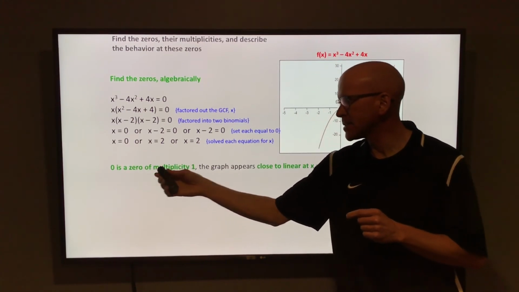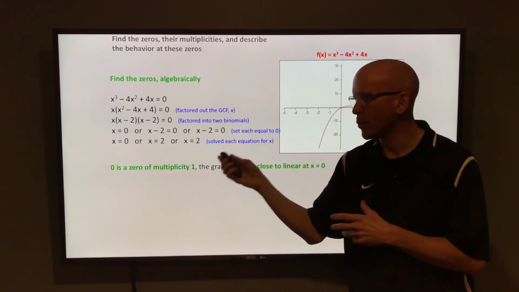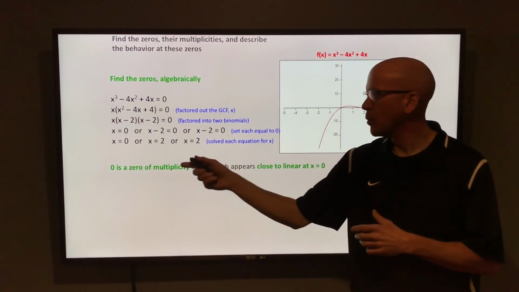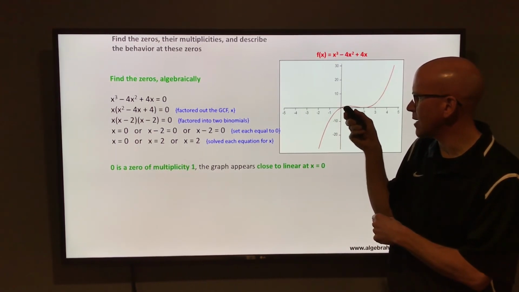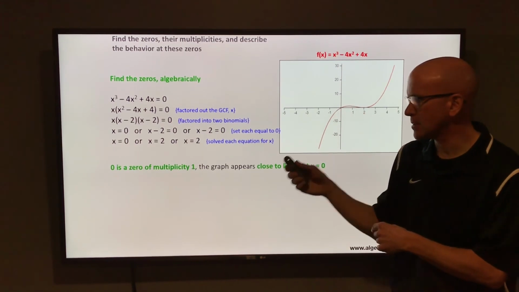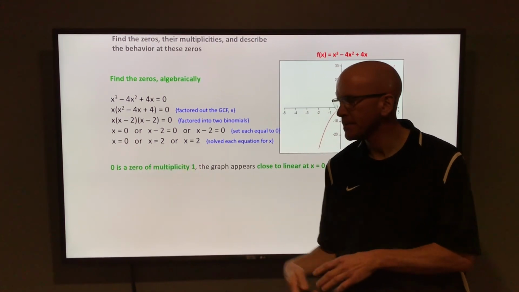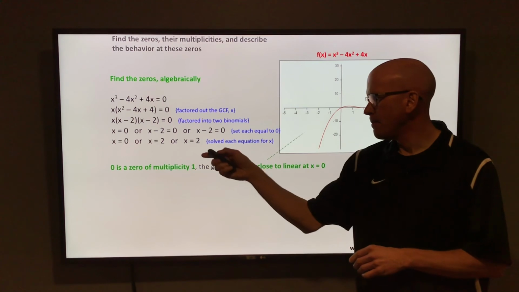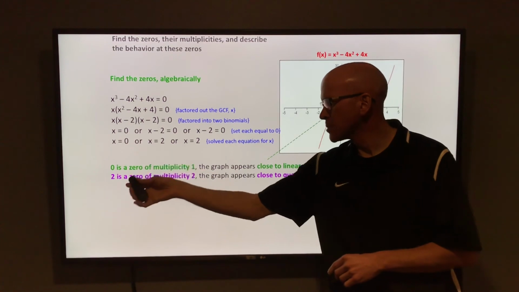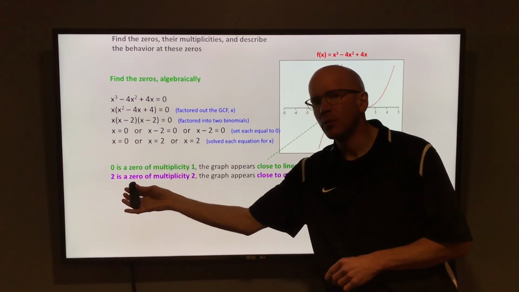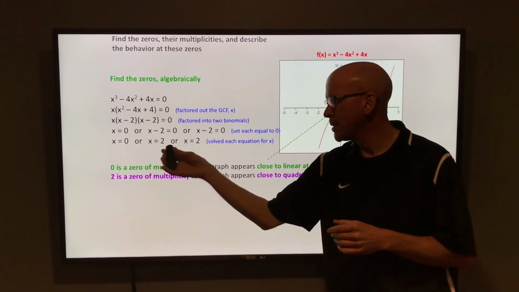With that 0 being a 0 or an x-intercept with a multiplicity of 1, the graph will appear close to linear where x equals 0. And if you look at that, just for a short segment there, it looks like a straight line crossing through 0 on the x-axis because the multiplicity of that is 1. It just shows up once in our list of solutions. But for x equals 2, that has a multiplicity of 2. In other words, it shows up twice in our list of solutions. So 2 would be called a 0 or an x-intercept of multiplicity 2.